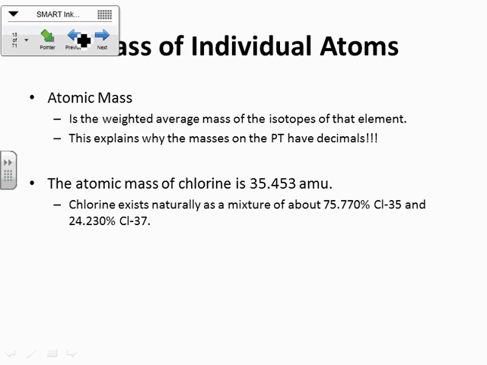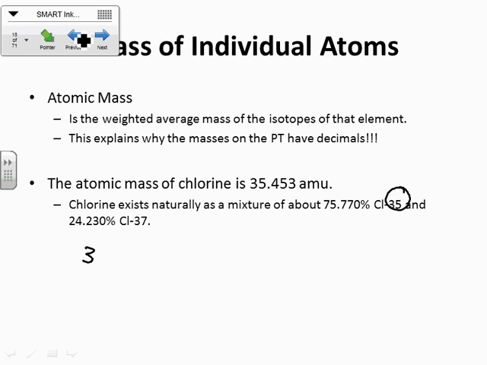So we've got 75.770% chlorine 35. Now this 35 right here, that's the mass of chlorine 35, because remember, that's the number of protons plus neutrons, and each proton and neutron is about 1 AMU. So chlorine 35 is 35 AMU for the mass.